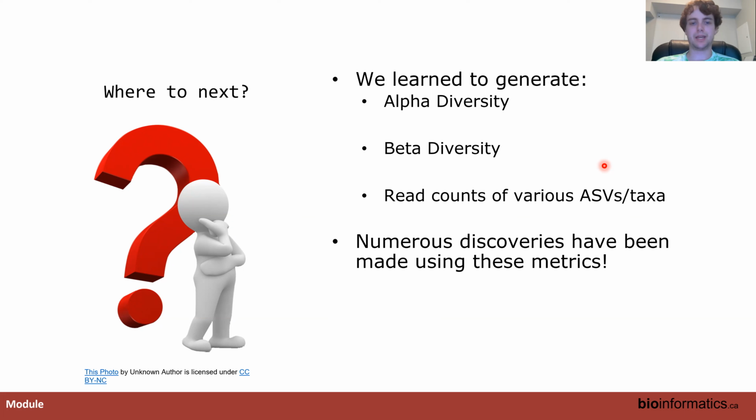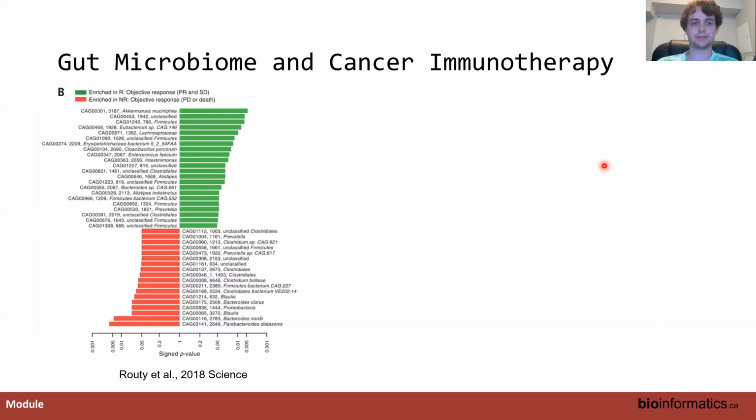Numerous discoveries have been made through these various metrics that you've just learned to generate. And one of the most interesting ones that I've come across in the last 3 years is the relationship between the human gut microbiome and cancer immunotherapy. So in the year 2018, 3 papers were published relatively close to one another that uncovered this idea that the gut microbiome may be associated with how well cancer immunotherapy works in humans.